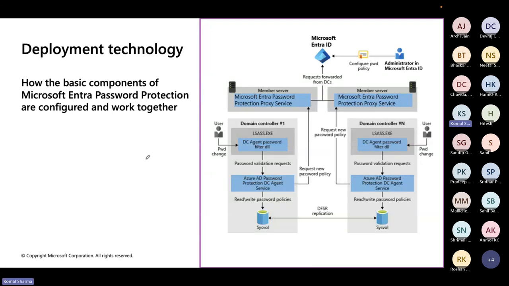When you are deploying this feature, Microsoft Entra password protection, this service runs on any domain-joined machine in a current ADDS forest. The service's primary purpose is to forward the password policy download request from the DC to Microsoft Entra ID, and then it returns the response back from Microsoft Entra to the DC.